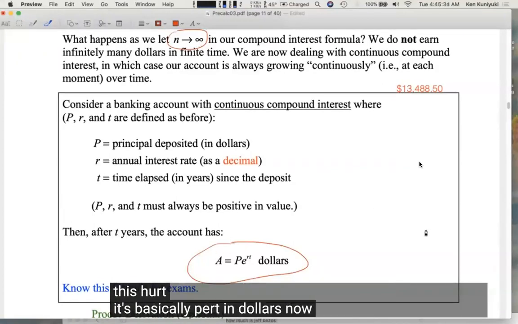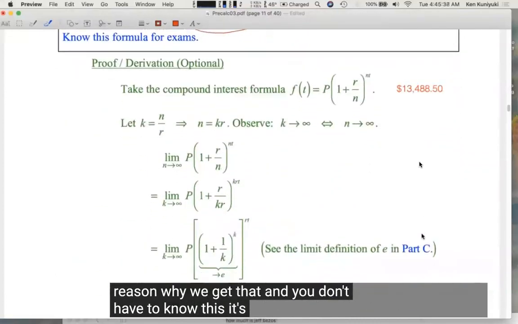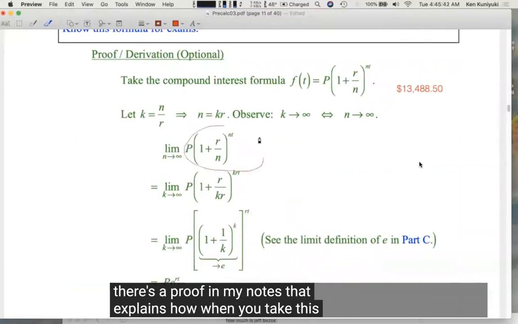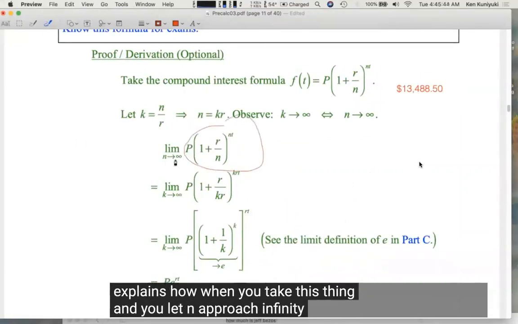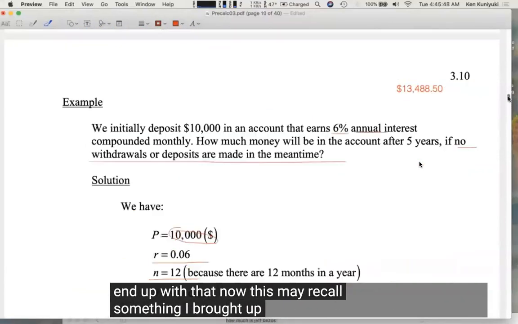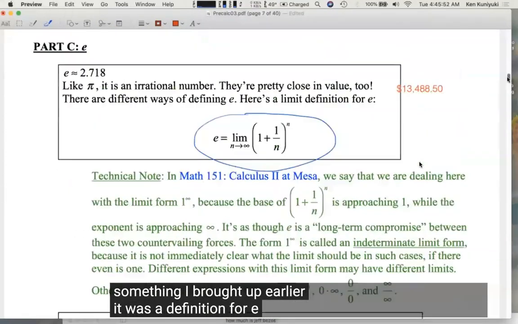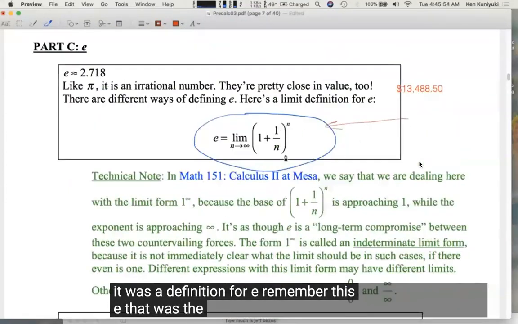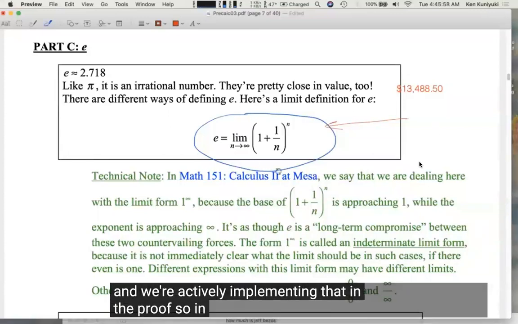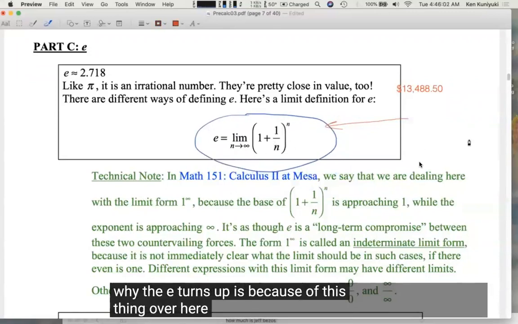Now, the reason why we get that, and you don't have to know this, it's from a proof. So there's a proof in my notes that explains how when you take this thing and you let n approach infinity, then you end up with that. Now, this may recall something I brought up earlier. It was a definition for e. Remember this? That was the definition we had for e, and we're actively implementing that in the proof. So in case you're wondering why the e turns up, it's because of this thing over here.